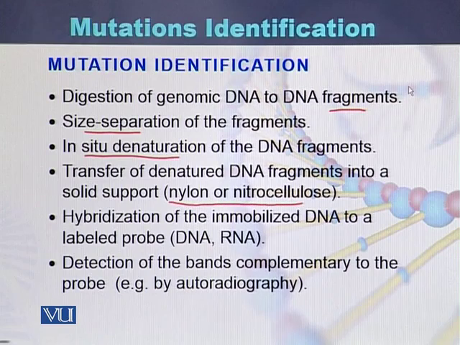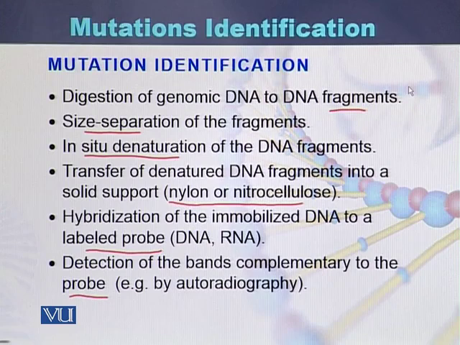Once the denatured DNA is transferred onto the membrane, there is hybridization of the DNA to the labeled probe, and detection of the bands complementary to the probe is performed with the help of autoradiography.